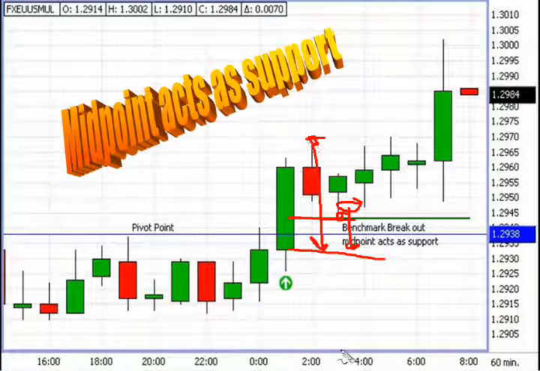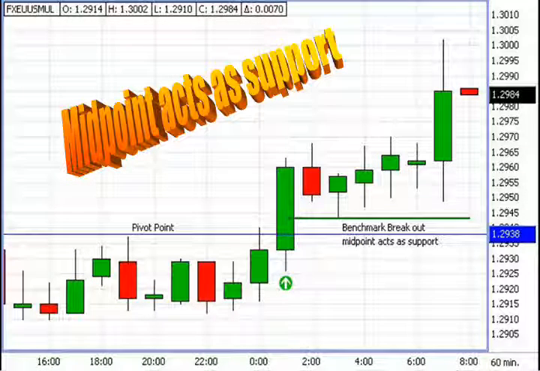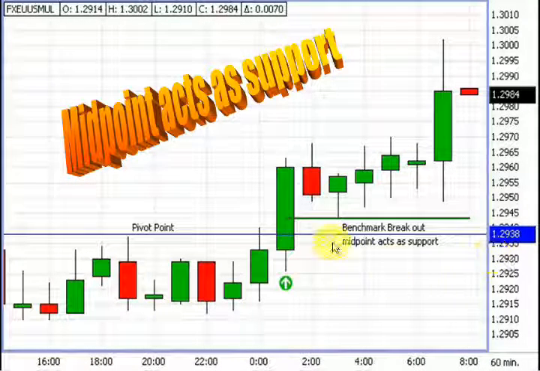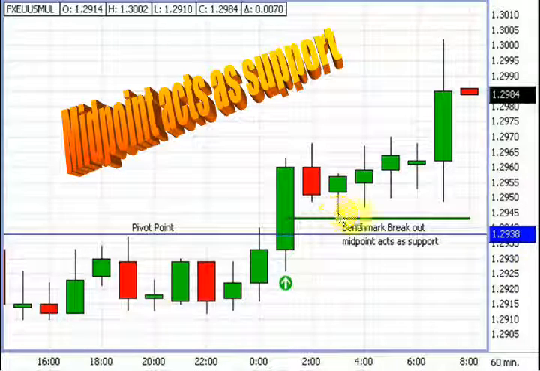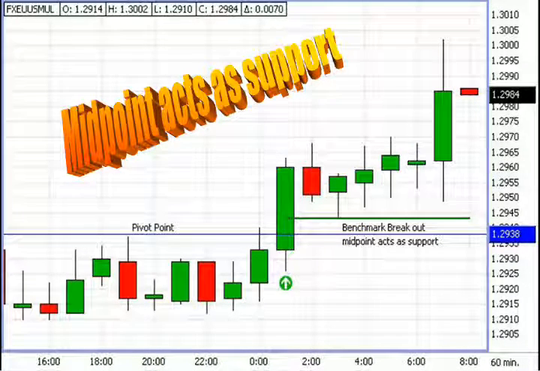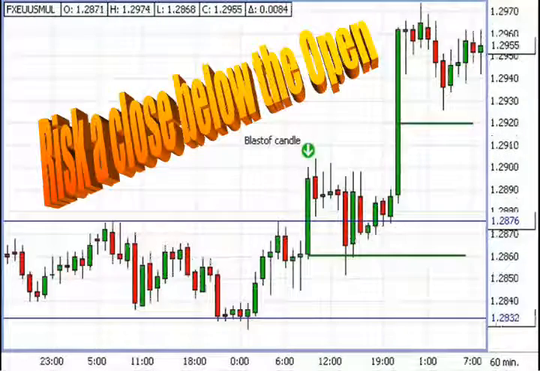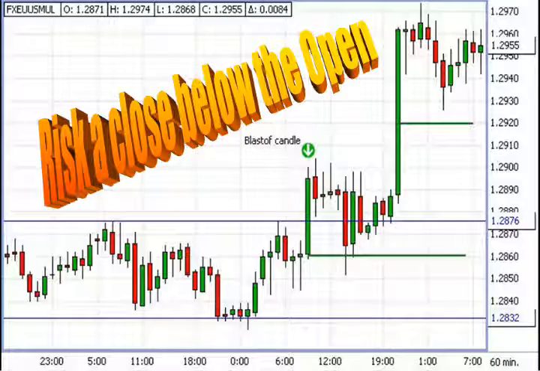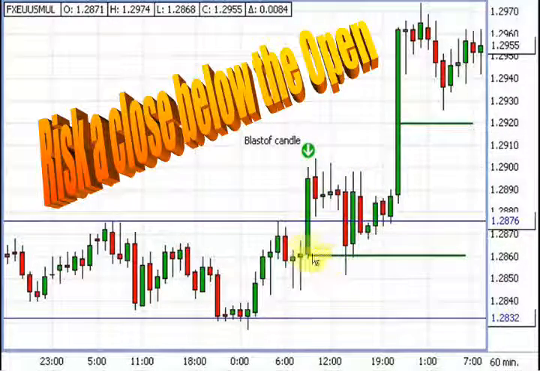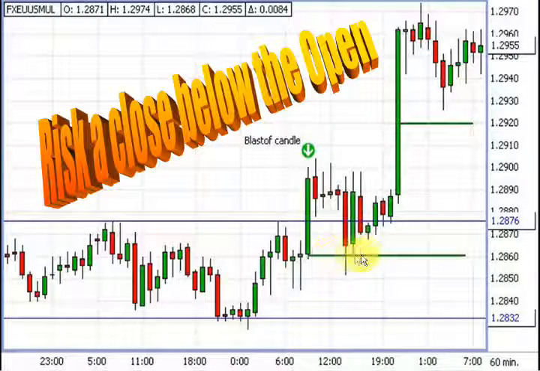So when you see and identify those benchmark breakouts, look to do what? A, wait for the pullback, and then look to go long at the midpoint, risking a stop close only below the open. Here's a great example. The market has this beautiful breakout of a sideways consolidation. The market breaks out. People look to go long. And all of a sudden, they're not feeling too good. The market breaks all the way back down. And in this example, we actually went below the open, as this green line indicates. But notice the market never closes below the open.